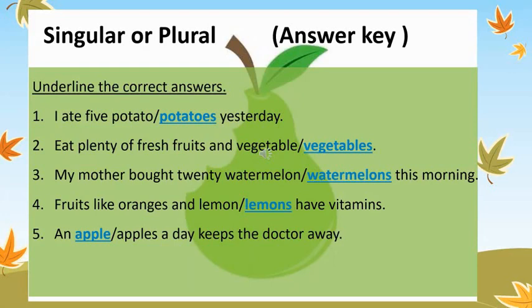Eat plenty of fresh fruits and vegetables. So vegetables is the correct answer there. My mother bought 20 watermelons this morning. So watermelons is the correct answer there. The fourth one, fruits like oranges and lemons have vitamins. The fifth one, an apple a day keeps the doctor away. So apple is the correct answer. Here we have not used the plural form of that because you can see an apple, and means singular. We are talking about only a singular noun there. So an apple a day keeps the doctor away.